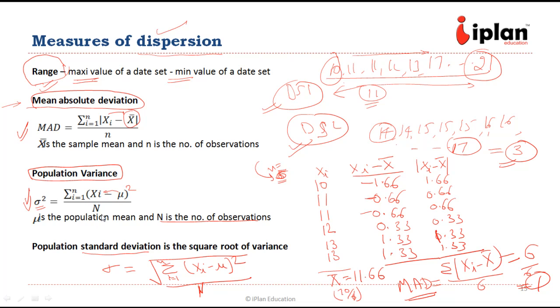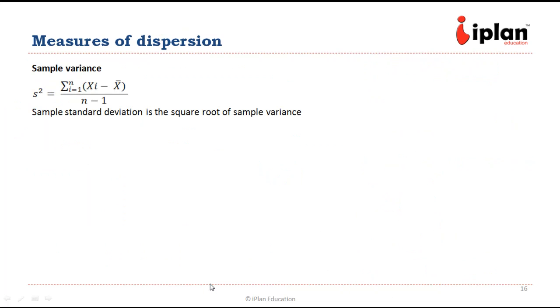Here we are talking about the population. In case we want to calculate for the sample, we take n minus 1 instead of n. Yes, this is the formula for sample variance. Instead of n, we are using n minus 1. The reason behind that is, since we are estimating x bar, we do not know the mean of the population, we are using the sample mean here.